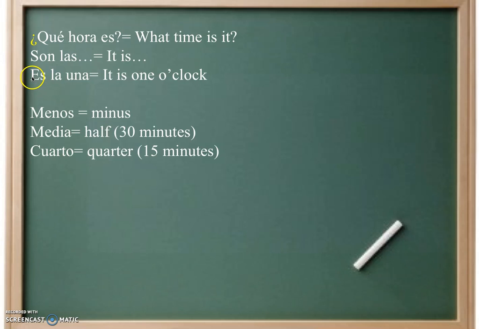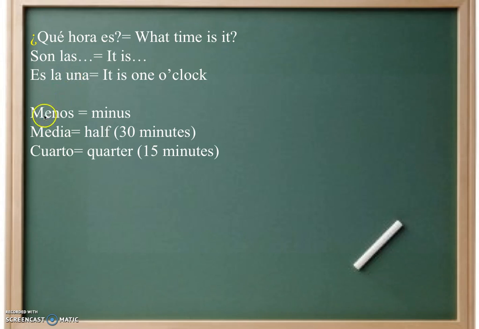Now, there's one exception to this, and this is the words es la. Es la una means it is 1 o'clock. We use es la only when we're talking about the number 1, about 1 o'clock. So for 2 to 12, we use son las, and es la is only for 1. Es la una is the only phrase you would have with es la. Everything else would be son las.